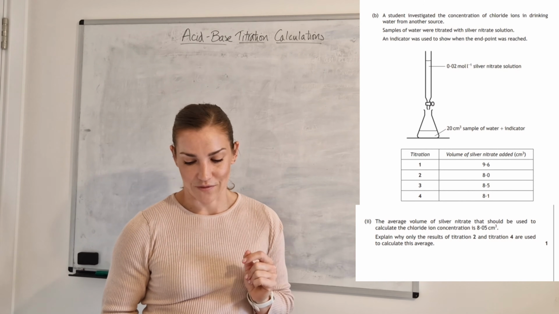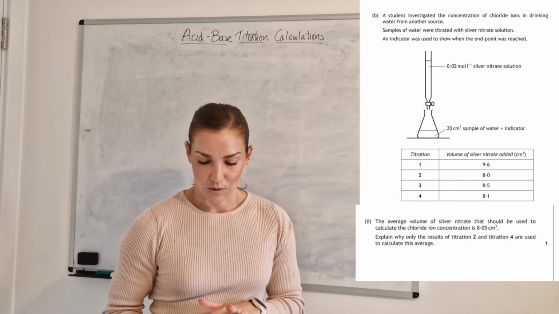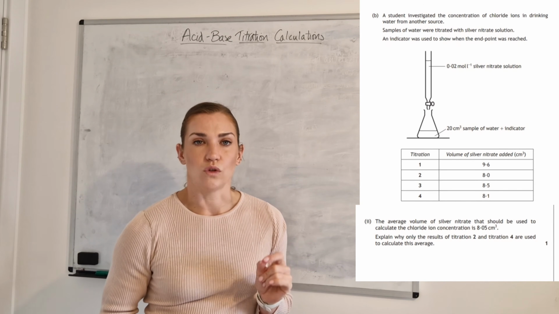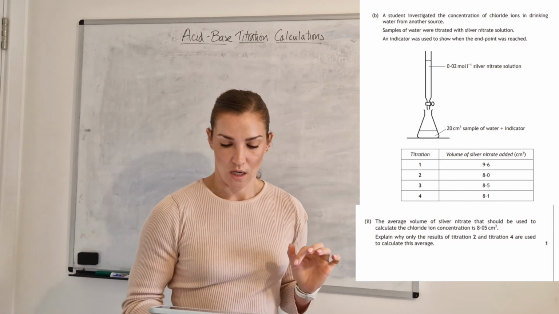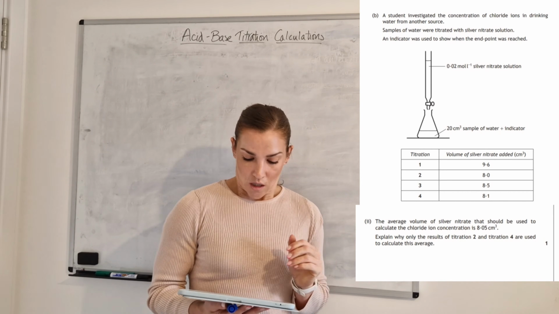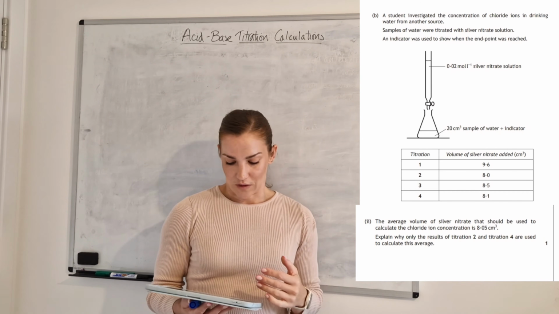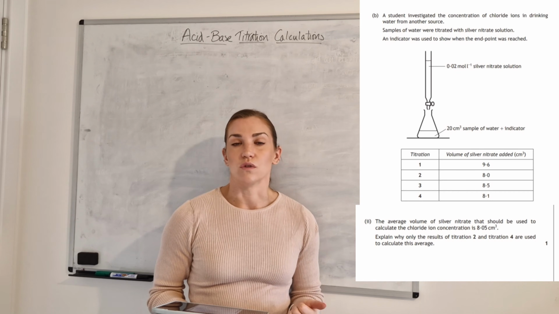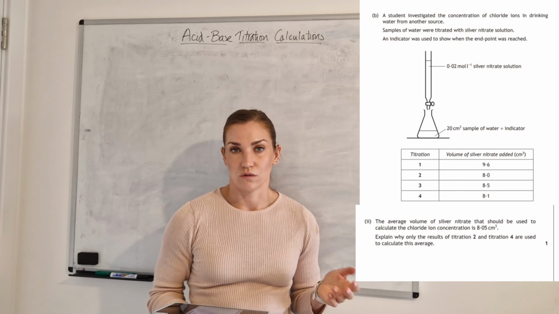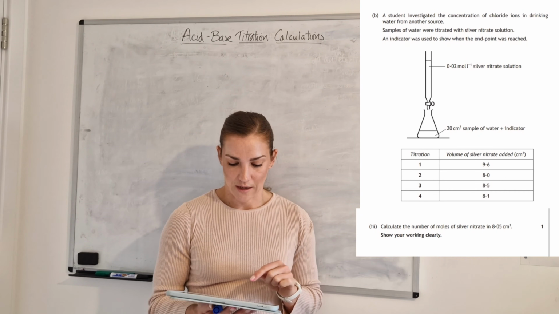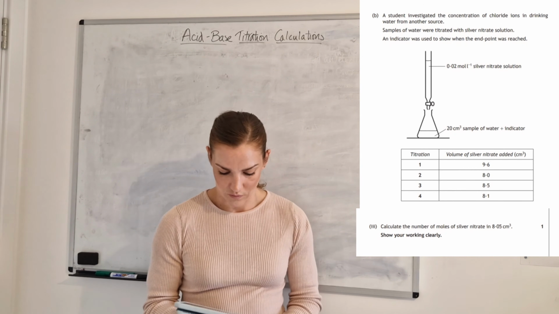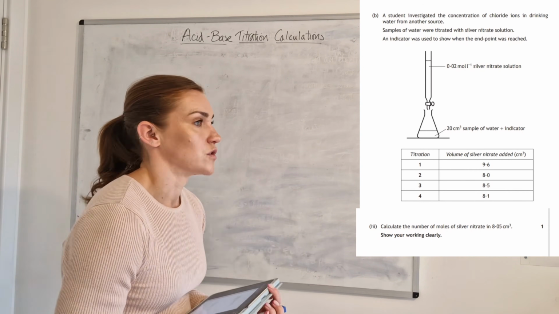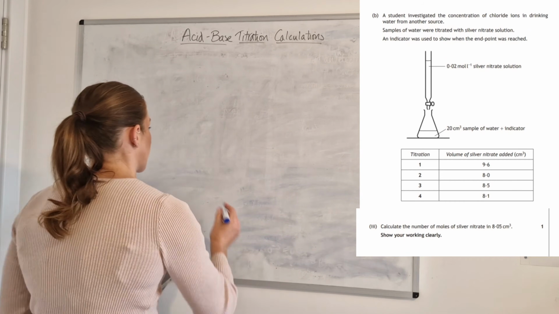Okay. And then part 2: explain why only the results of titration 2 and titration 4 are used to calculate this average. So if you look at the results table, you can see that 2 and 4 are the only results that are concordant with each other, so within 0.2 centimetres cubed. So again, your answer for that would be that the average is only calculated from concordant results. Then part 3: calculate the number of moles of silver nitrate in 8.05 centimetres cubed. So that's a volume of silver nitrate.